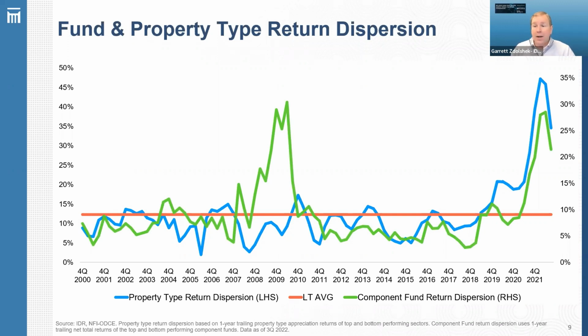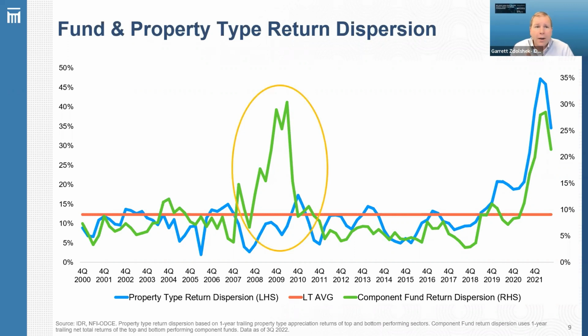So same concept, best performing ODCE fund versus worst performing ODCE fund over trailing 1-year periods. And again, you can see it's been incredibly high, but this is not without precedent. So the volatility, if you will, of funds has been really high. Some have performed incredibly well. Some haven't performed as well. But that's similar to what we saw in the great financial crisis. So we started asking ourselves, why?